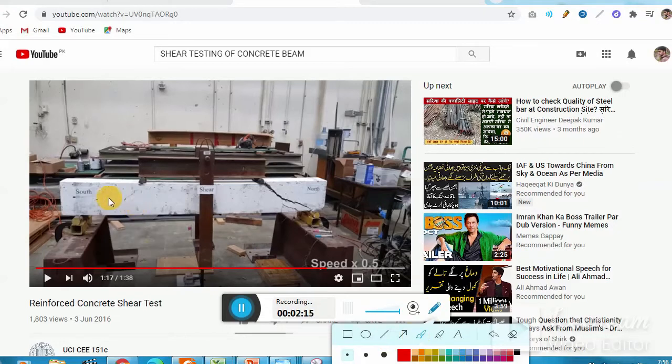This is a shear crack, and we consider the critical section for shear at a distance of d. Remember, at a distance of d from the face of the support, that is the most critical section. And this is a shear crack. You see how it develops when the cracks look like this.